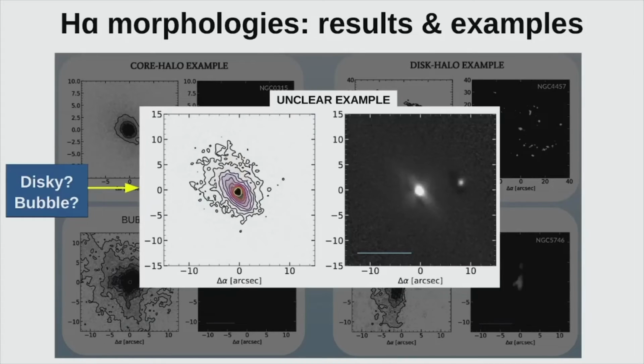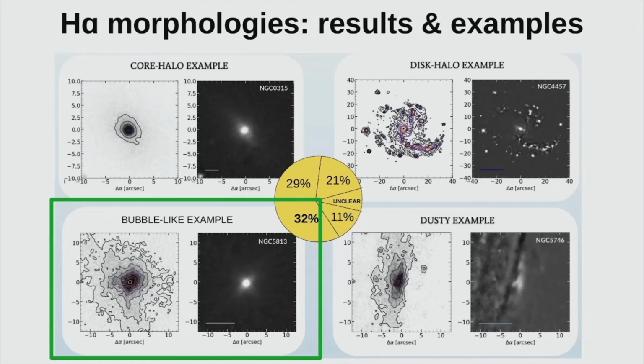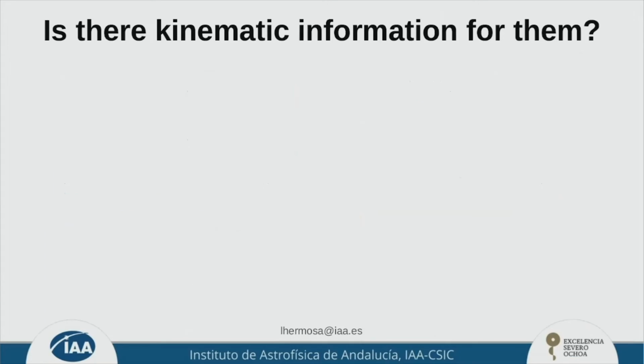And just to show you an example of what we mean by unclear, essentially here the inner contours of the H-alpha emission could resemble the galactic disk, but the outer ones are somehow asymmetric, so it could be a dubious case. But let's focus on the bubble-like, which are the ones we are interested in. And now the question was, okay, we now have some morphological hints about them having outflows, but is there any kinematic information in the literature that could actually tell us more about whether they are actually outflows?